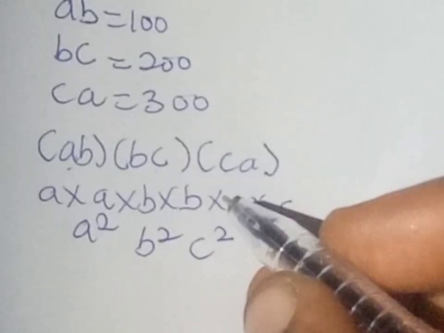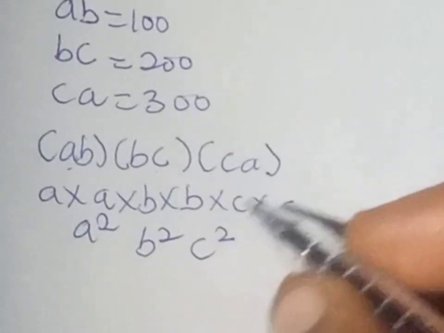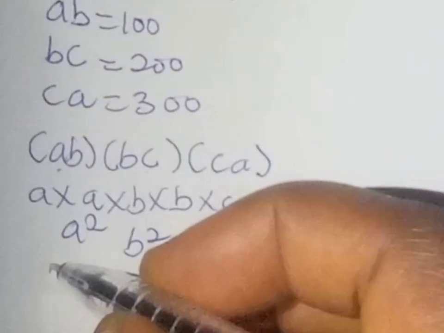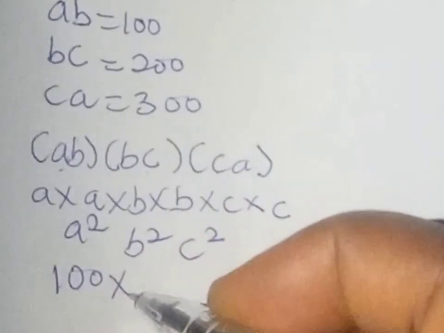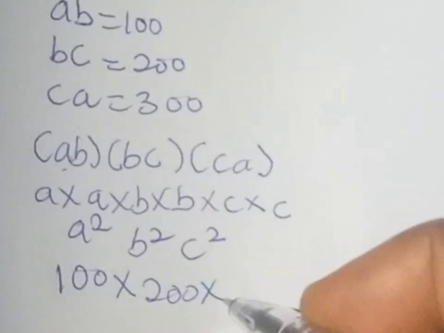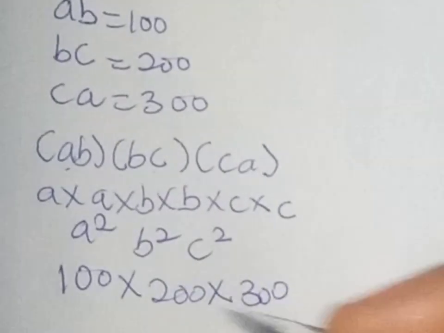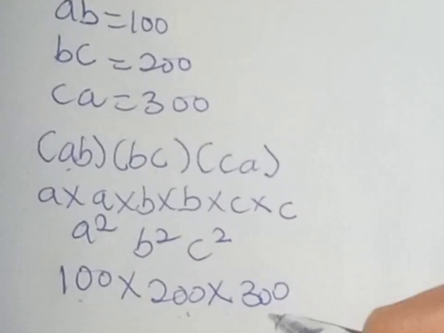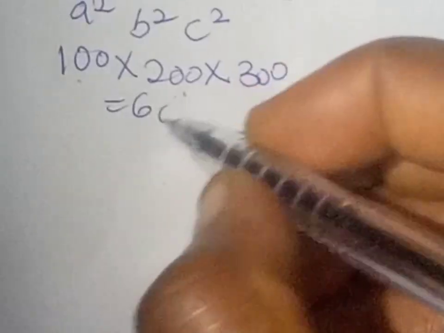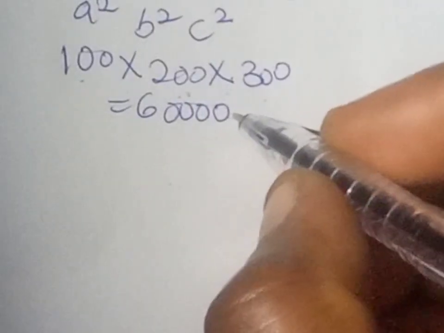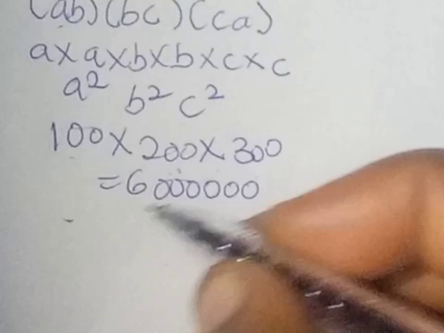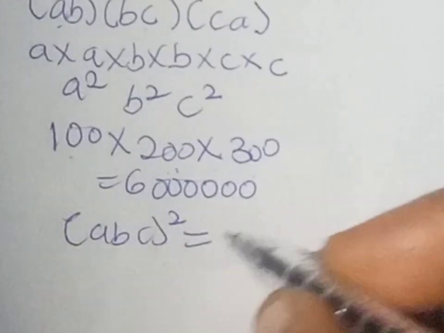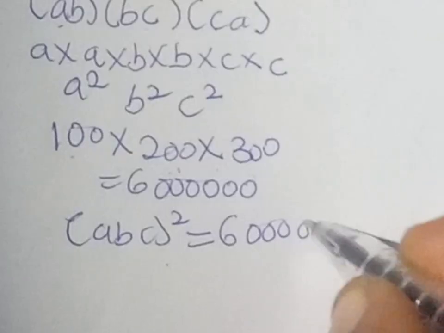The next thing now is, let's multiply the result on the right side. So on the right side, we have 100 multiplied by 200 multiplied by 300. 100 multiplied by 200 will give us 20,000. 20,000 multiplied by 300 will give us 6 million. That means our (ABC) squared equals 6 million.